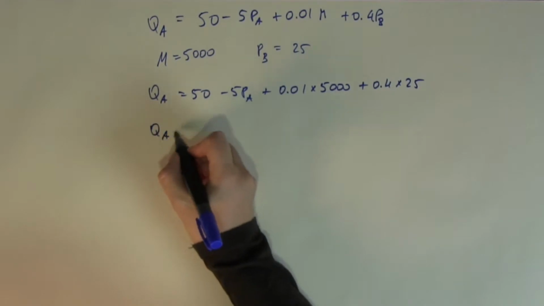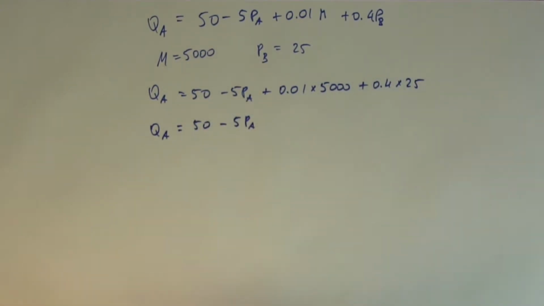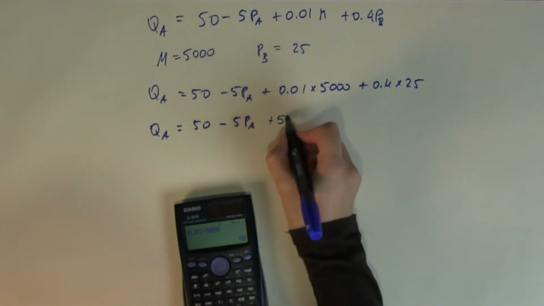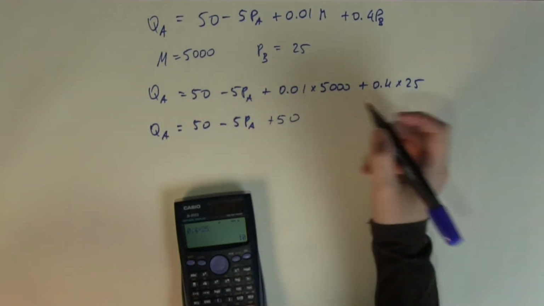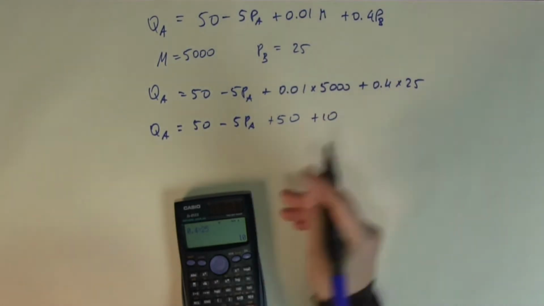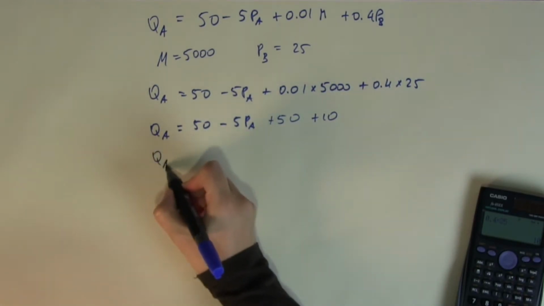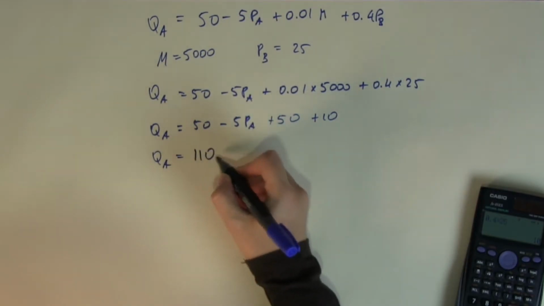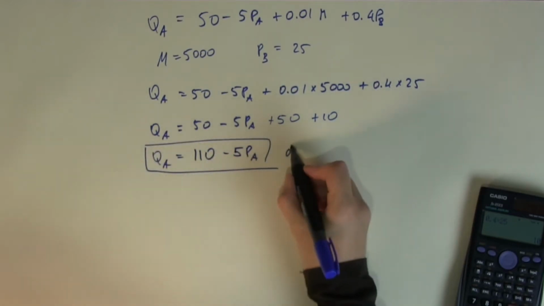So let's bring those numbers together. 0.01 times 5,000 gives me 50. And 0.4 times 25 gives me 10. So again, what I can do is bring those numbers together. 50 plus 50 makes 100, plus 10 makes 110. So I found the direct demand function.